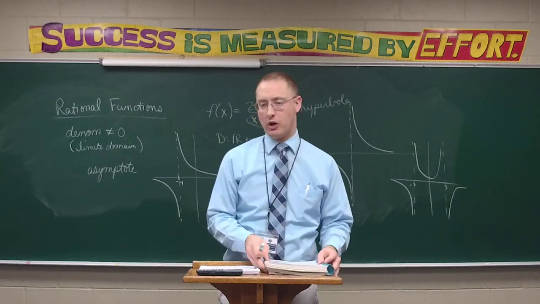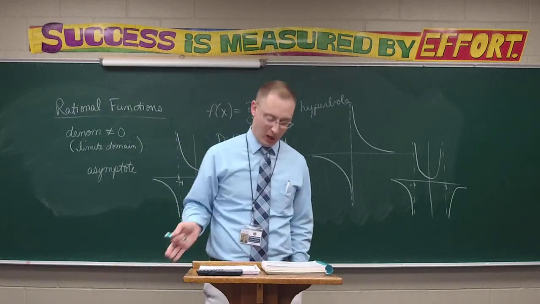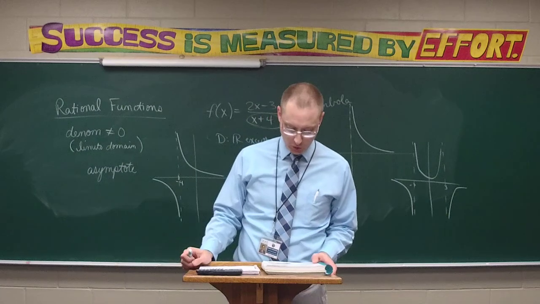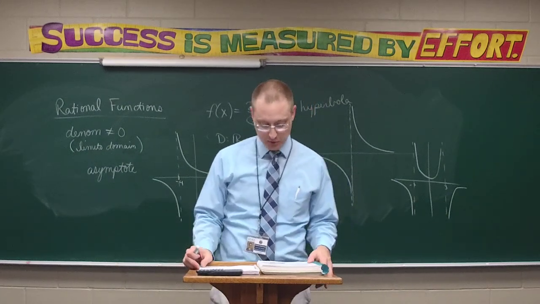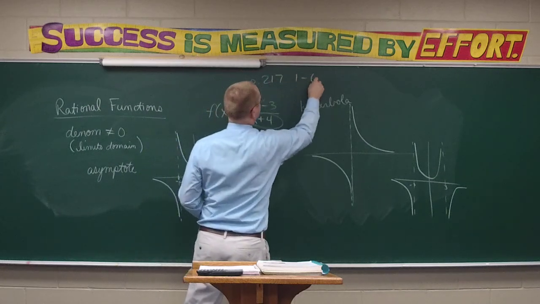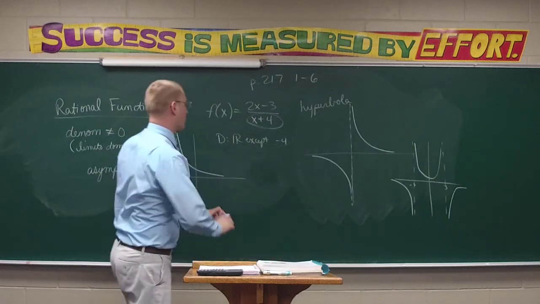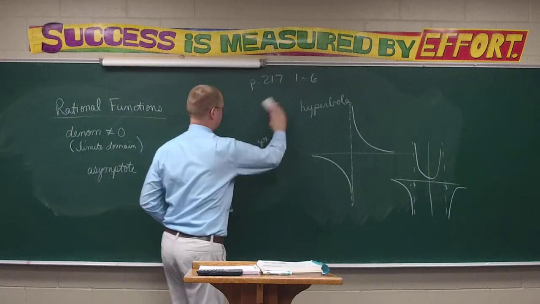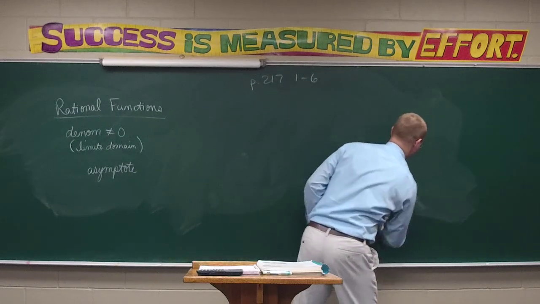All right, so as you turn to page 217, with rational functions, for the first time in your life, you see asymptotes. We're just focused on the vertical asymptotes for now. I want you to find the vertical asymptote or vertical asymptotes for each of the functions 1 through 6 on page 217. Anywhere that the denominator would equal 0, that's where the asymptotes will be, since the denominator cannot equal 0.